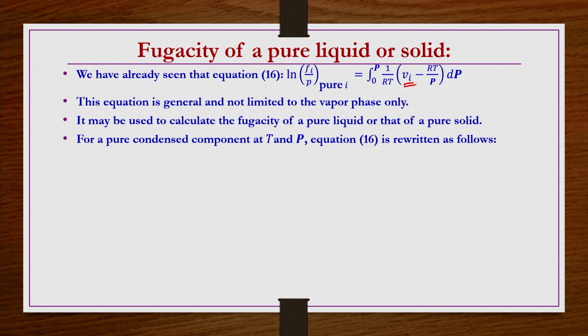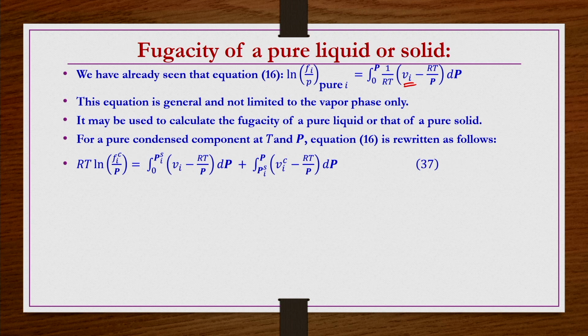So, making use of that information, we are writing this equation in two parts like this, that is RT ln FiC by P is equal to integral 0 to P. Now, I am breaking it into 0 to Pis and then Pis to P. The 0 to Pis limit is in the vapor phase, so Vi I am writing, and then from Pis to P it is in a condensed form, either liquid or solid, right.